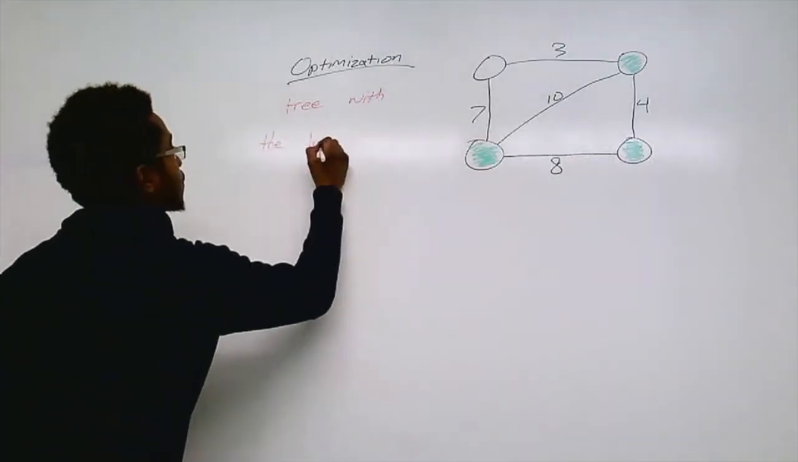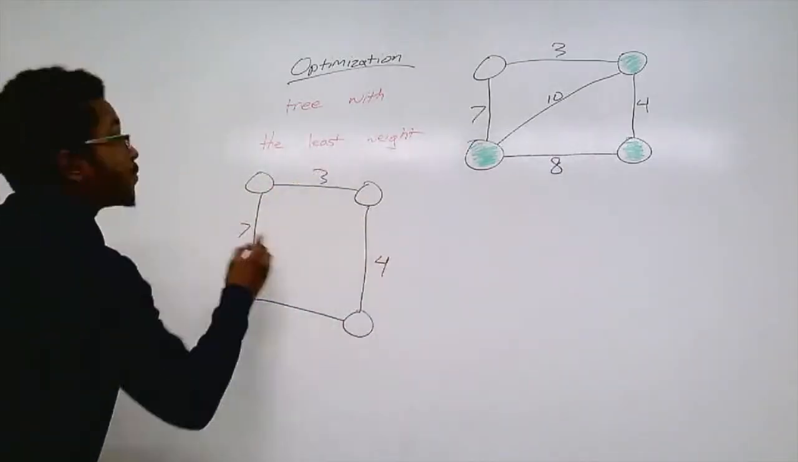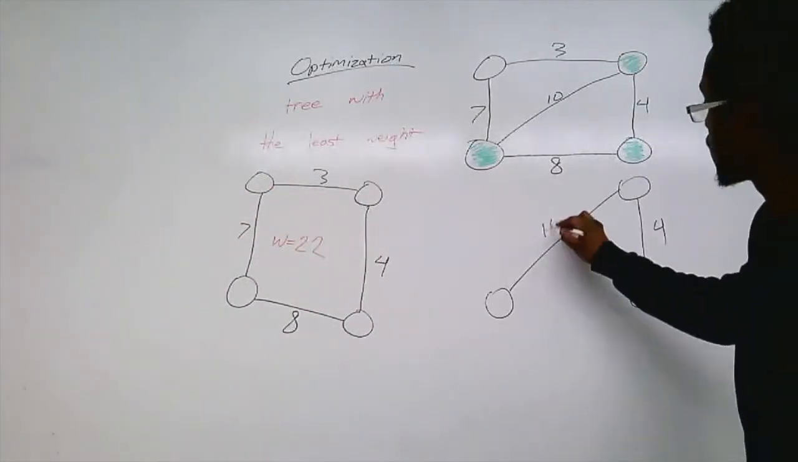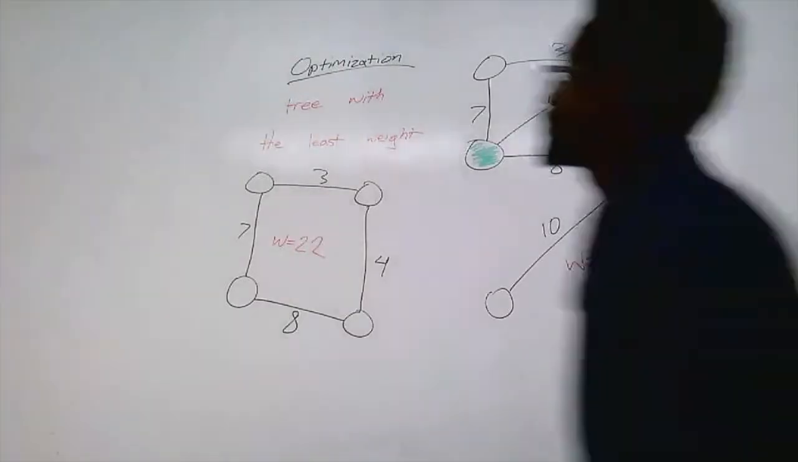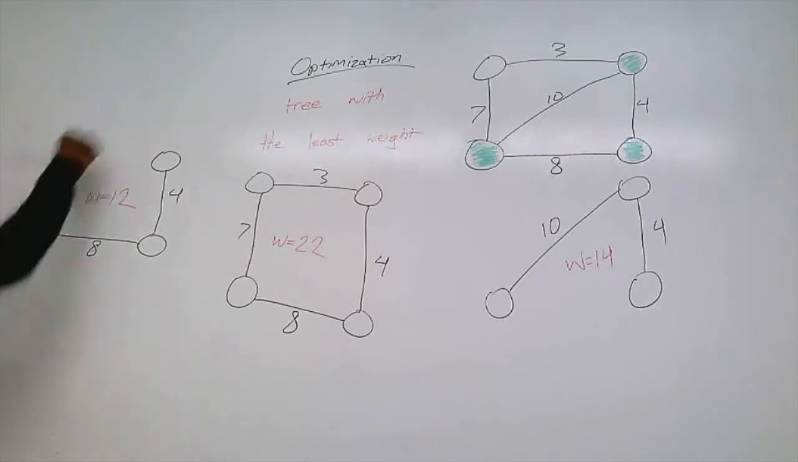Now, the optimization version of the Steiner tree problem asks for the best tree. In this case, that means that out of all the possible Steiner trees, what is the one with the least weight? Now, out of all of these Steiner trees, it looks like the first one is the best.